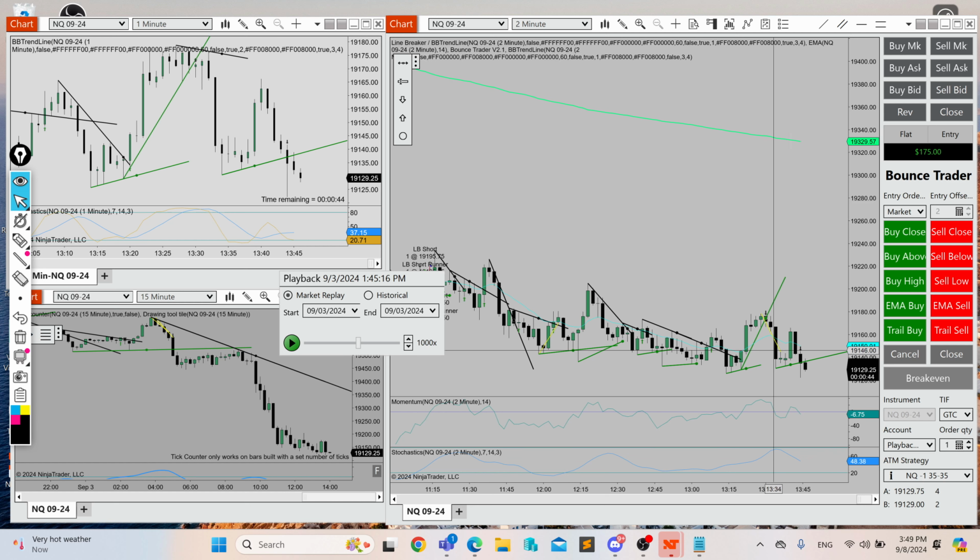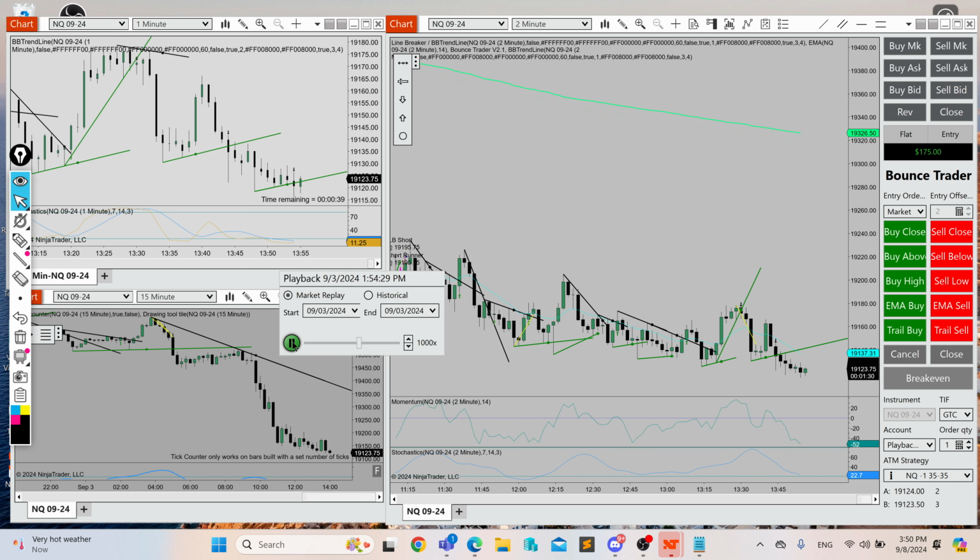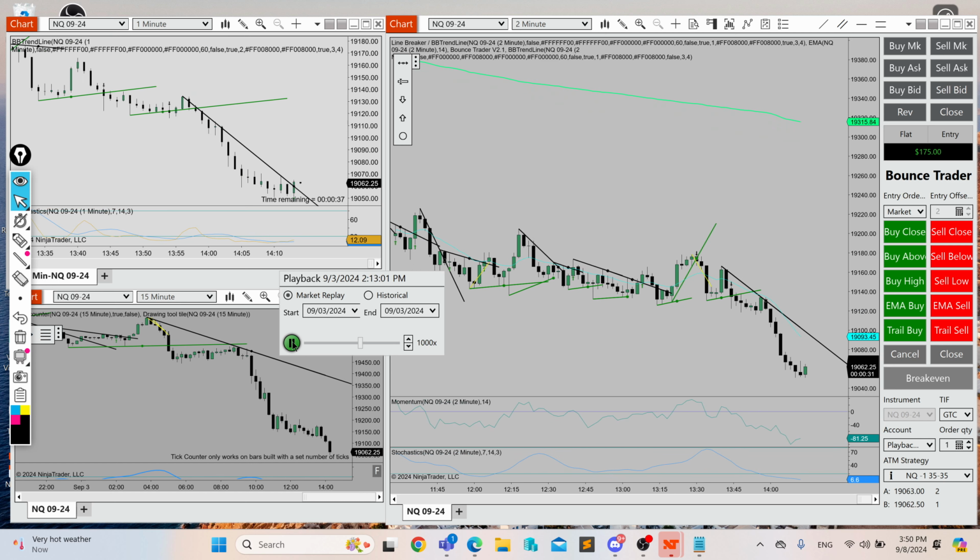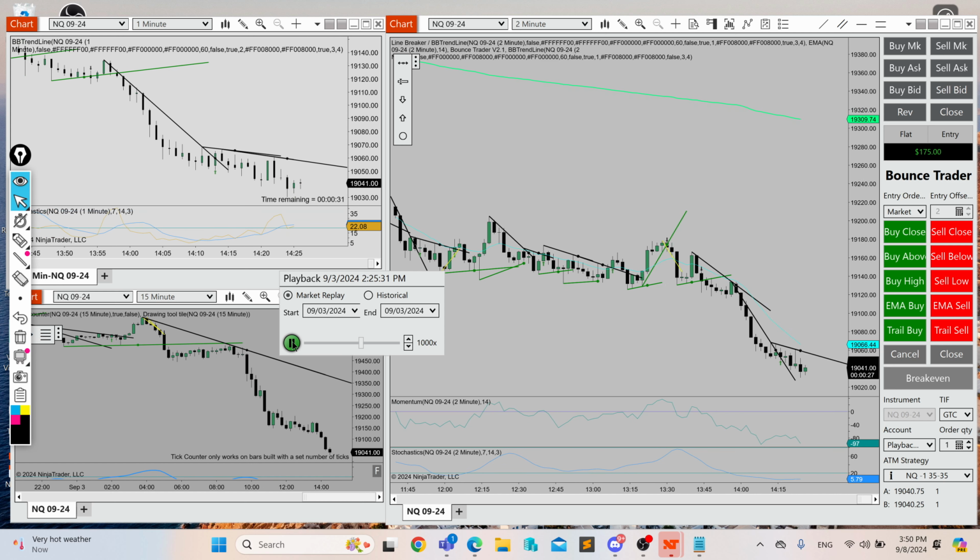There was a scalp here from that indicator that I will talk about later. So we have a signal here, we have a signal here to go up, and those were all valid signals. Those were quick scalps.